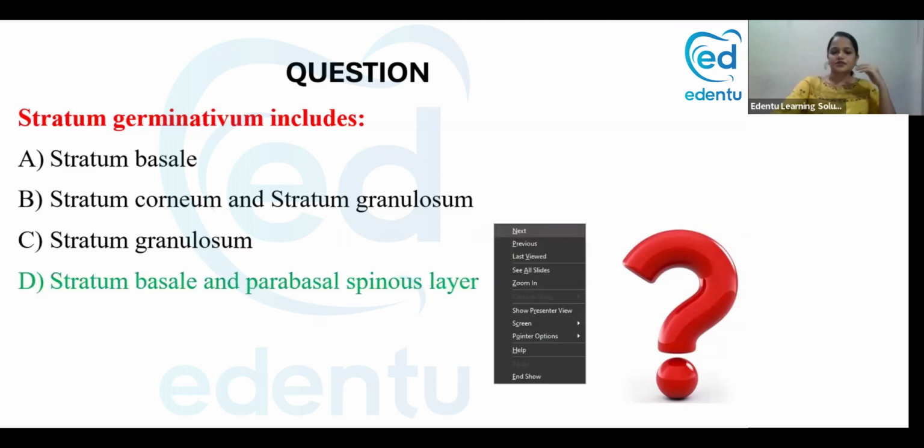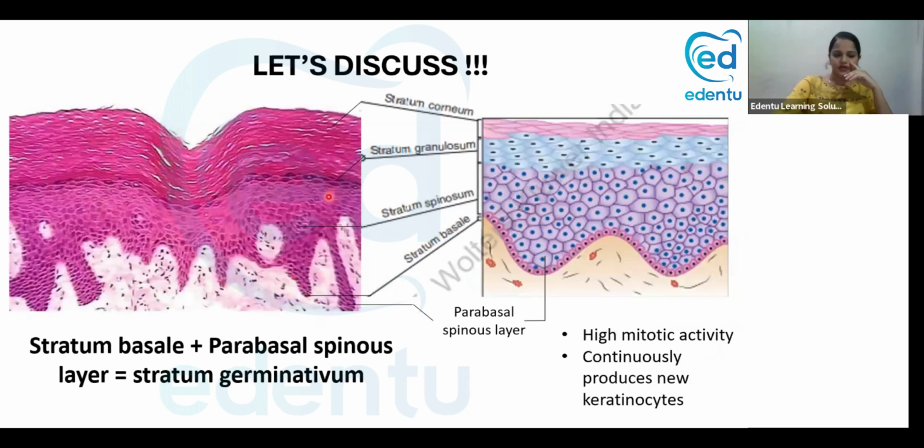Let me show you the picture. Here it is, the picture of the histological picture, and here is the diagrammatic picture of this keratinized oral mucosa. You can see that this is the stratum basal, followed by the stratum spinosum, granulosum, and then the cornea.